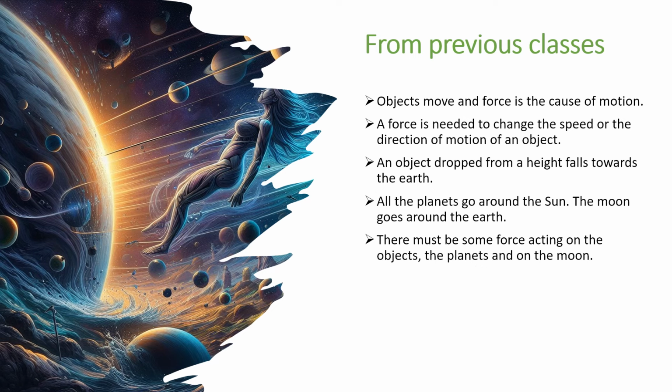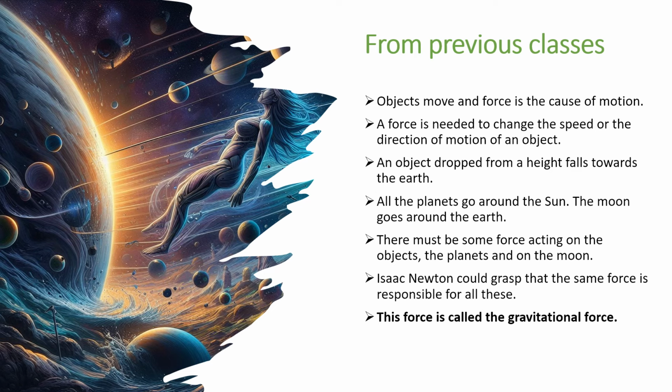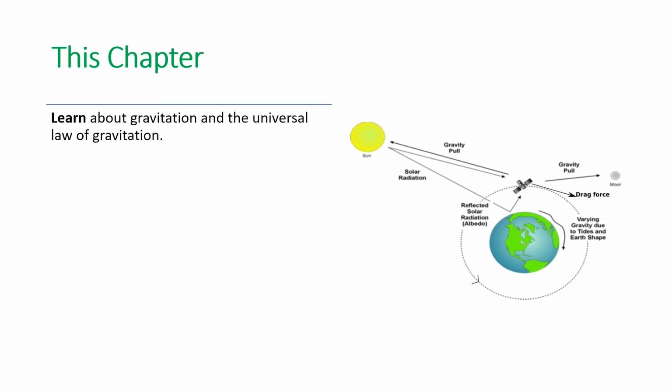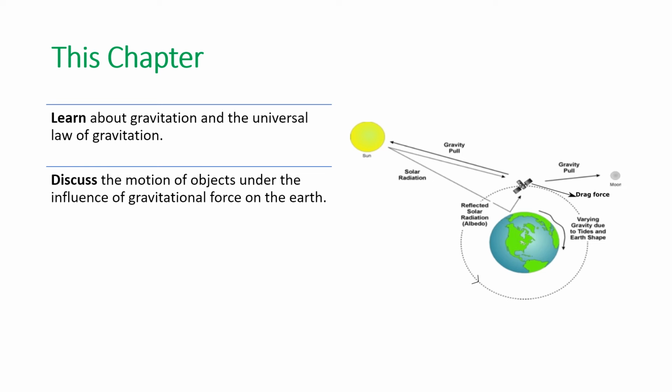See, everybody is moving, right? So there must be some force acting on these objects, the planets, the moon. So Isaac Newton was able to grasp that some force is responsible for all of these, and this force is called gravitational force. In this chapter, let's learn about gravitation and the universal law of gravitation. For all these reasons, in this video, this topic will be our focus.